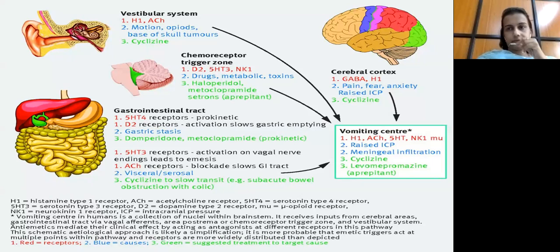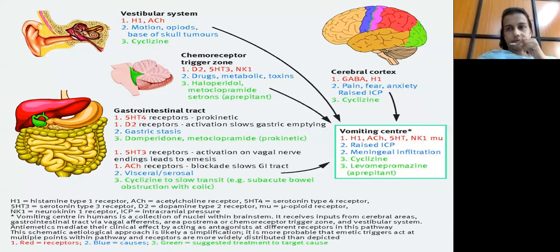Coming to the CTZ, the chemoreceptor trigger zone. Again, we discuss the receptors: D2, 5-HT3, and NK1. What are the causes of vomiting affecting the CTZ? We've got drugs, metabolic causes, and toxins. All this is because there's no blood-brain barrier, and that is the reason for that.